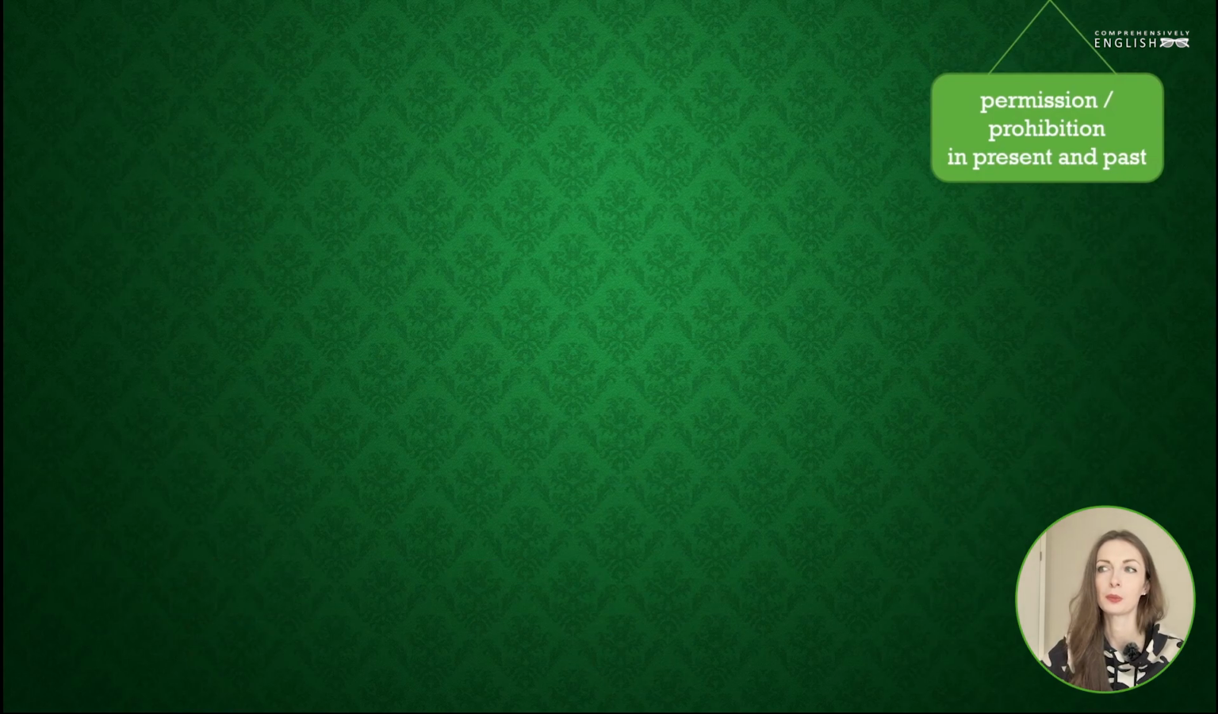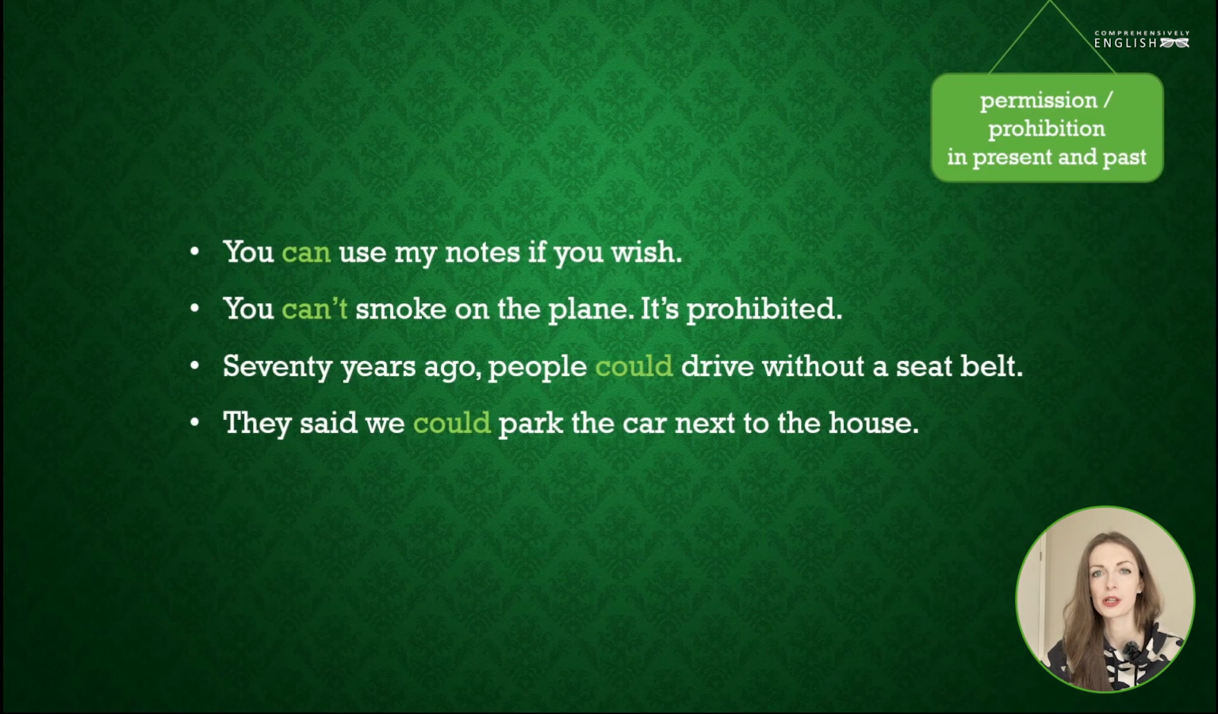Permission, prohibition in present and past. This can be expressed with the help of can and could. You can use my notes if you wish. I give you my permission. You can't smoke on the plane, it's prohibited. It's an informal sentence, yeah? So if you say you must not smoke, that's a formal statement, yeah?